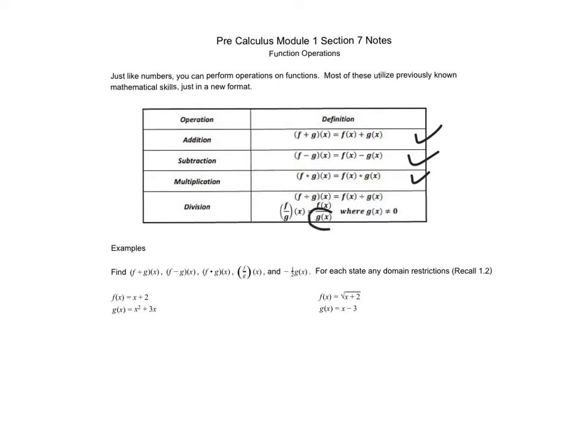The most important thing to remember when you're dividing two functions, though, is the bottom cannot be 0, because you can never divide by 0. So just like we talked about the domain of a reciprocal function, it can't be 0 on the bottom. Same thing with any division of two functions. So we have a couple examples here.